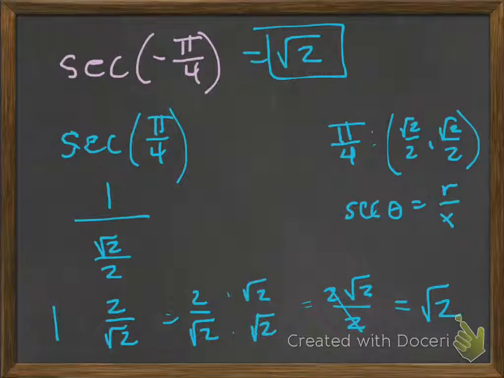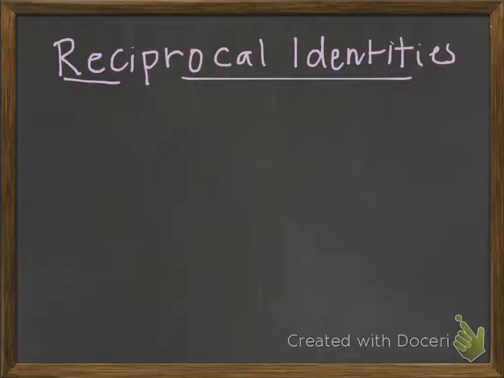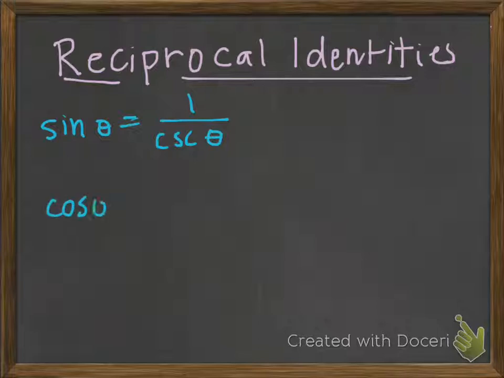So now we're going to go over 3 more sets of identities. The reciprocal identities, reciprocal meaning like the opposite, say that sine of theta is the reciprocal, 1 over cosecant of theta. That's why we set them up the way we do. They are opposite. Cosine of theta is the reciprocal of secant theta, and tangent theta is the reciprocal of cotangent.